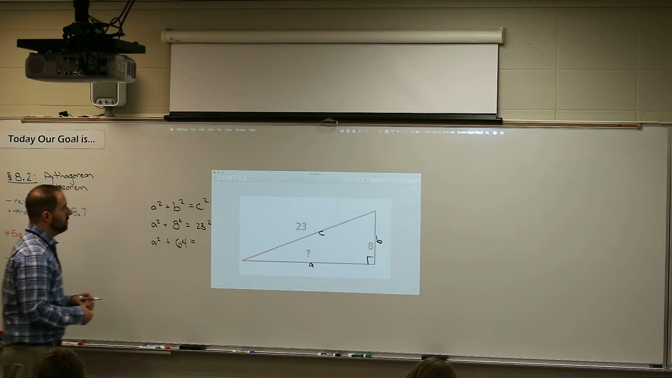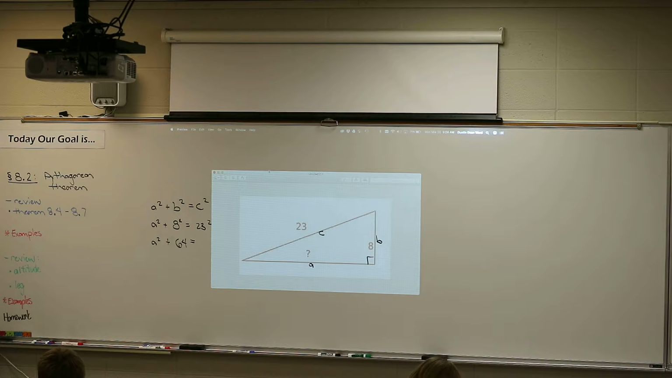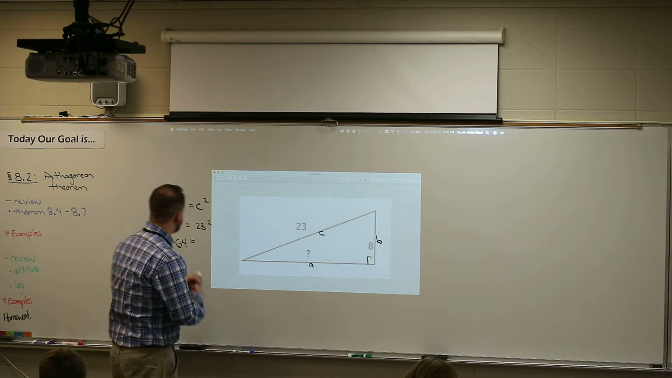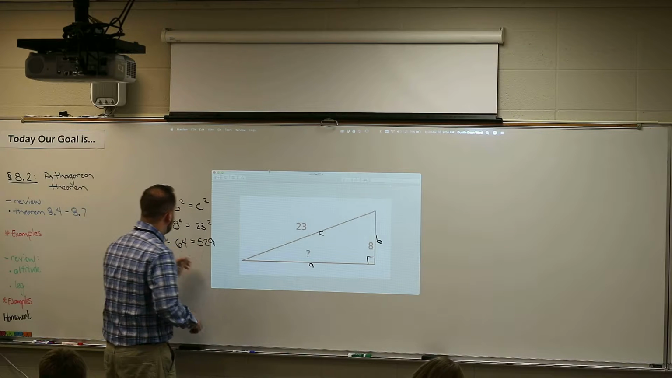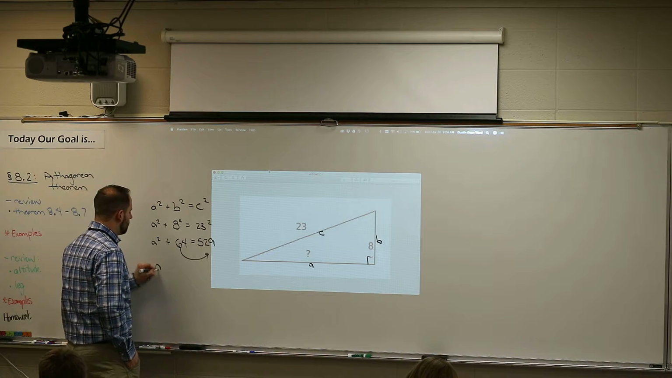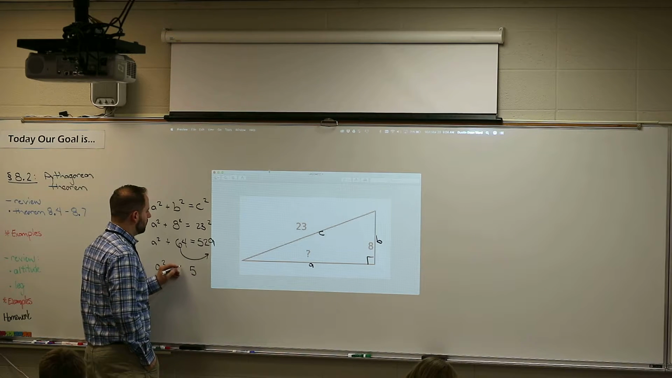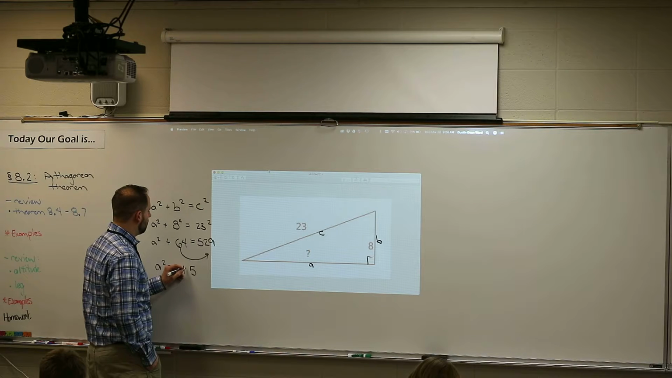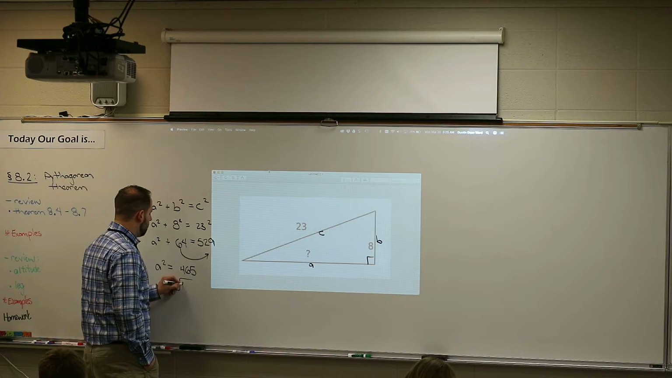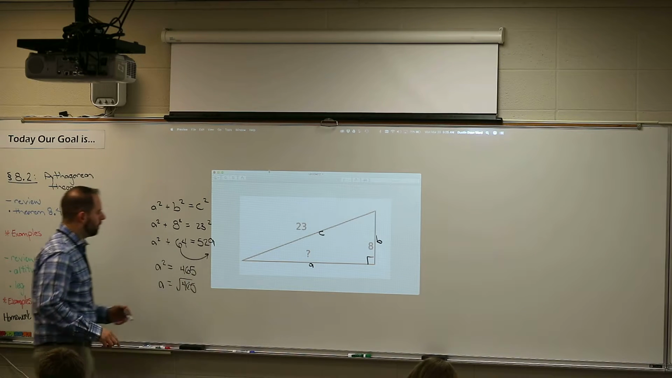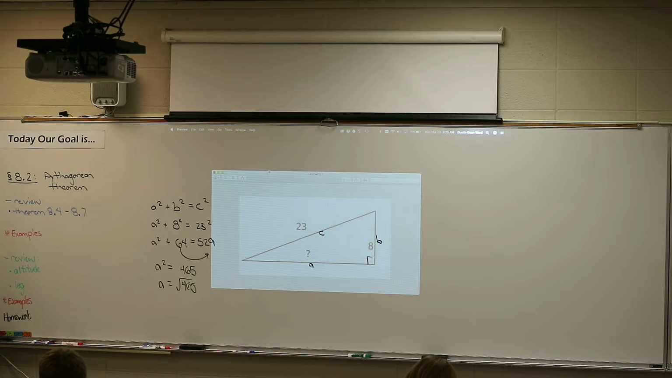23 squared, I have no idea what that is. What is that? 400 and... way off. I said 529. So 529, and then you subtract the 64 across. And that ends in 5. What is it? Is that 465? And then we take the square root of that. And that is not a pretty number. Okay. Any questions with how to find the missing wall?